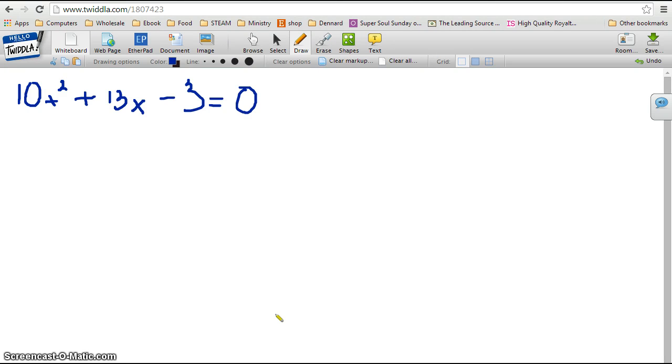Today we're going to learn the process for solving a quadratic equation when your coefficient is greater than 1. So the first question you're going to ask is 10 times 3 equals what? So it's A times C equals what?